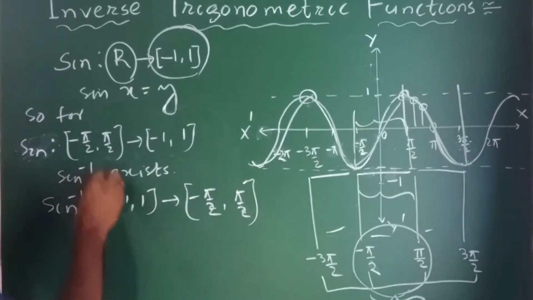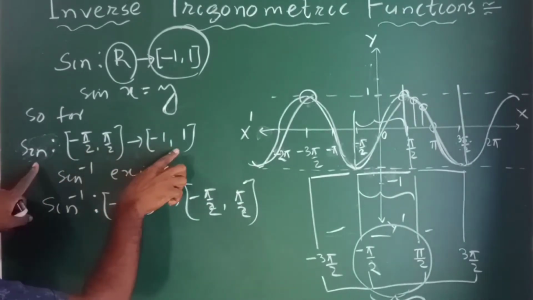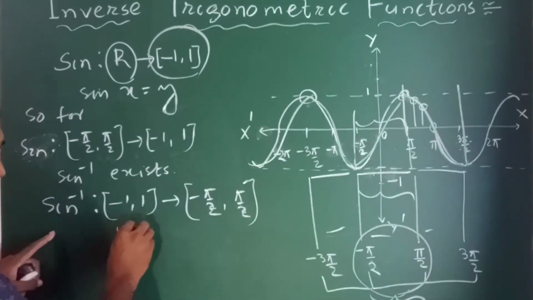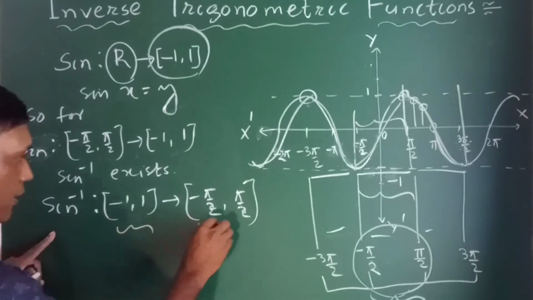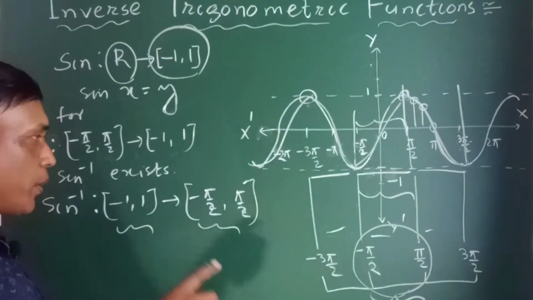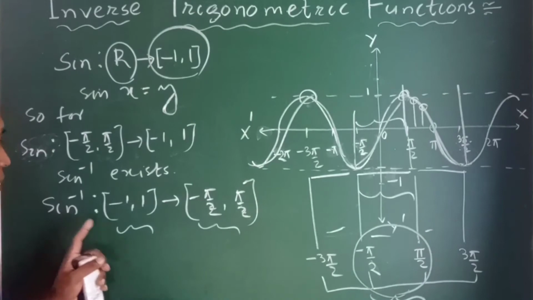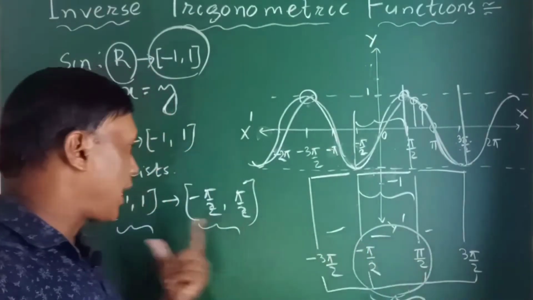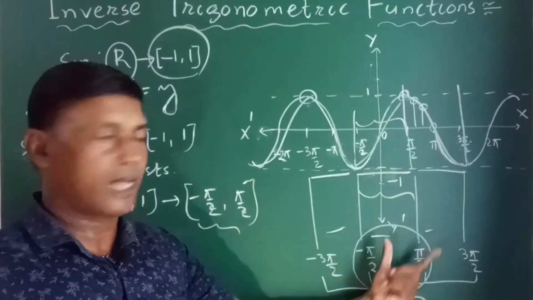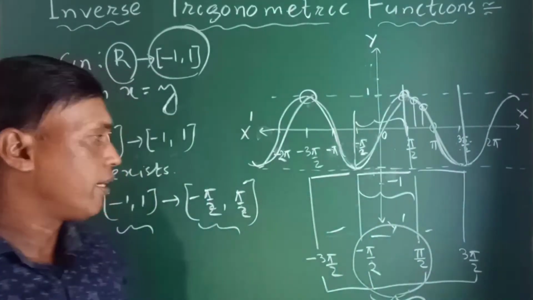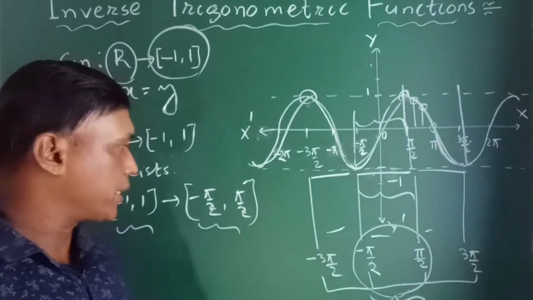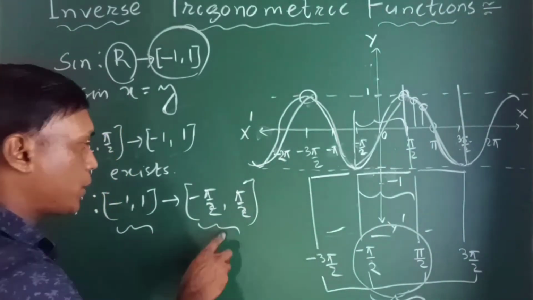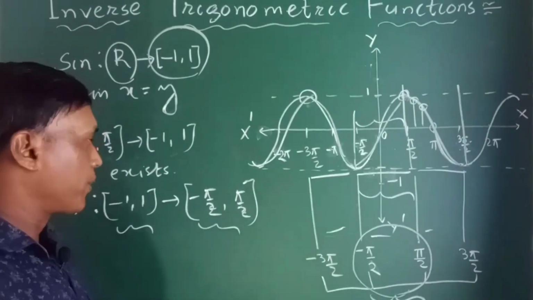So this is the domain of sine and this is the range of sine where inverse exists, and here this is the domain of sine inverse and this is the range of sine inverse. But look at here, the range of sine inverse may be any one of the intervals. Sine inverse का range कोई भी interval हो सकता है, but we take this for our general representation and this is the principal branch. This is known as the principal branch.